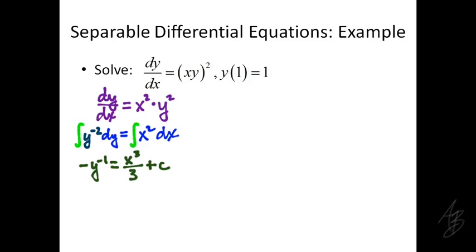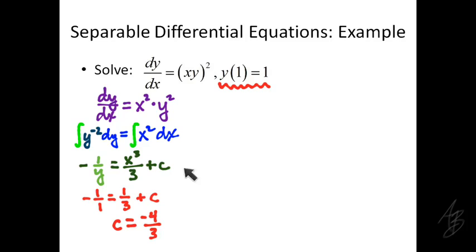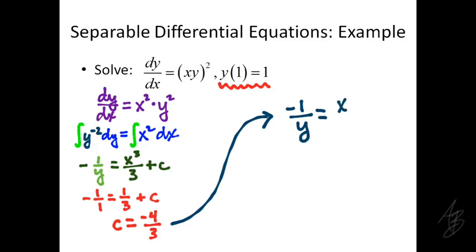To figure out what c is going to equal, we'll go back up to the initial condition, this y of 1 is equal to 1, and plug that in, and we get c is equal to negative 4/3. This solution right here is called a general solution, and to get the particular solution, we're going to use this constant then, and plug that back in, and then we'll want to simplify.